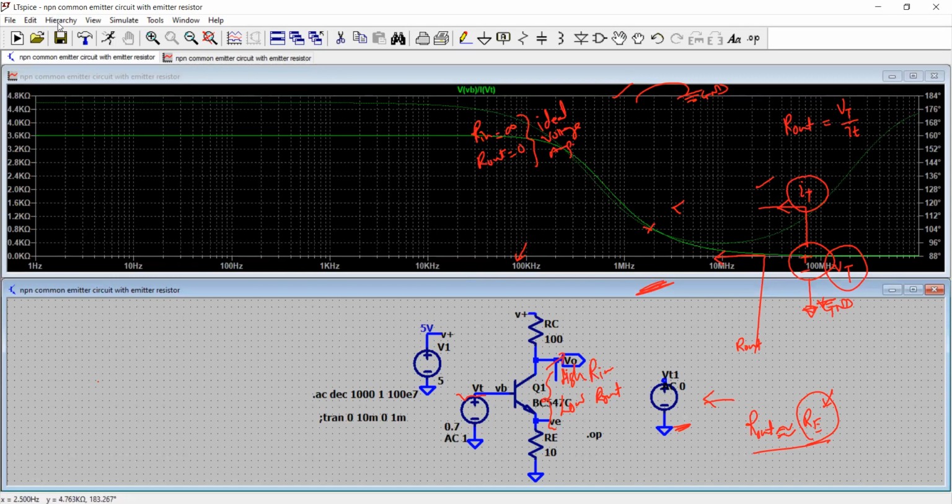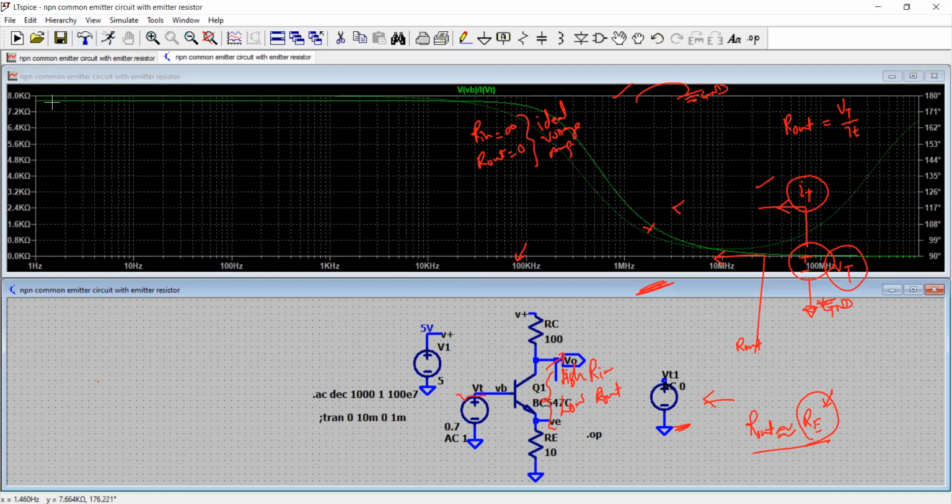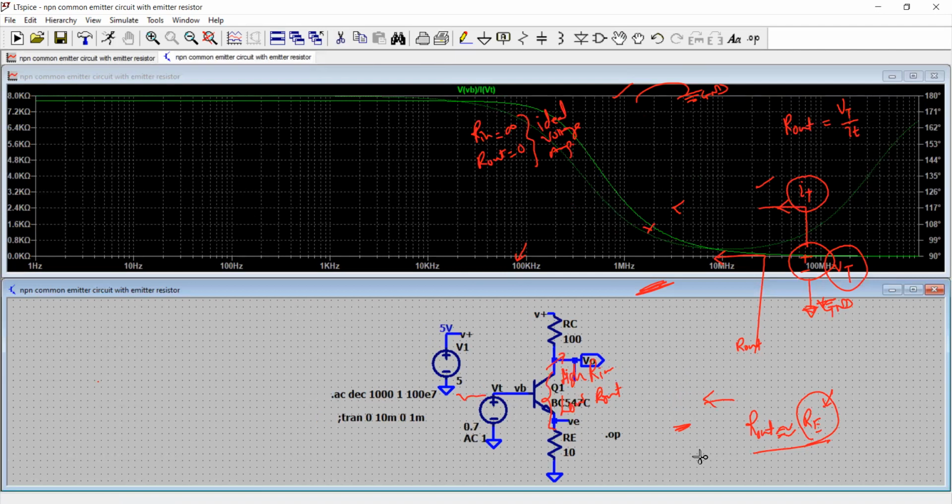In fact, so if that is so, let us do it again. And it's about a little bit more, right? It's almost double, but still it's in the same order. It is in the same order. Like theoretically, we have close to 5K, and practically it is 7.7K. So this is how we explain to you how to compute and calculate the input impedance and the output impedance of the circuit. This is applicable to any circuit that you will do.